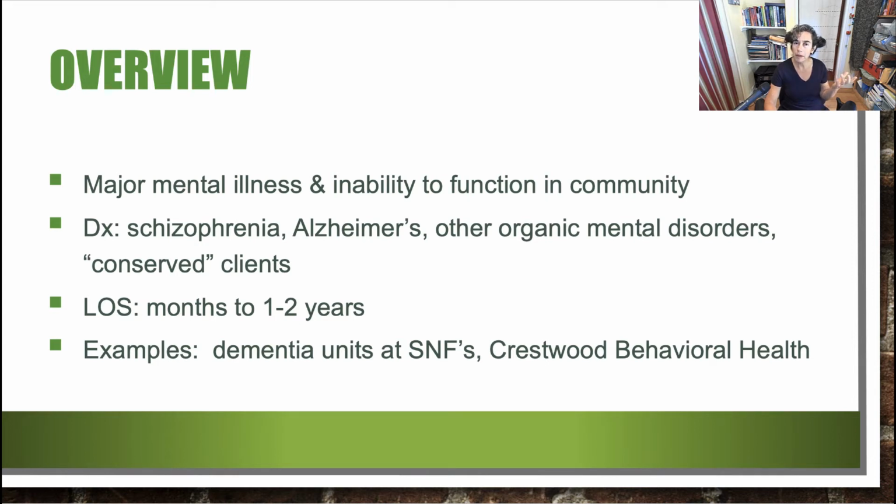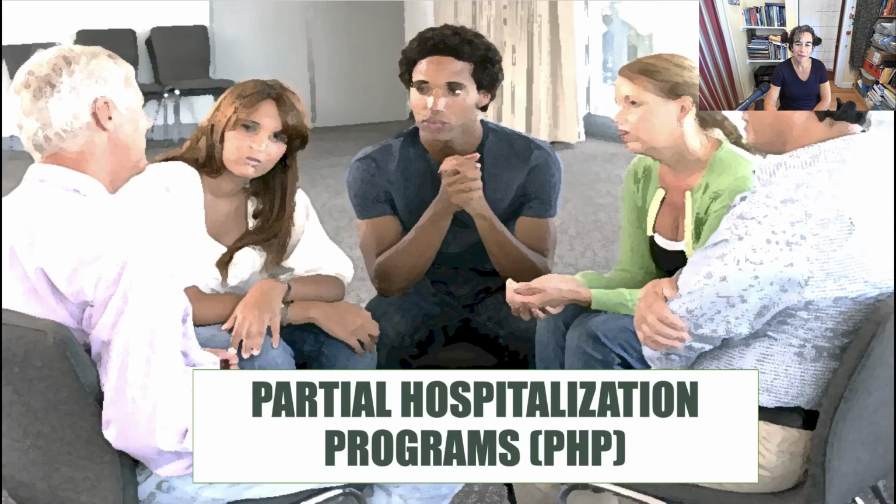So remember, right in the beginning, we talked about conservatorship, and folks who have been conserved may participate in chronic inpatient environment. The length of stay varies from months to 1 to 2 years. Examples include the dementia units at skilled nursing facilities and a location called Crestwood Behavioral Health. There are also partial hospitalization programs, which are known as PHPs.